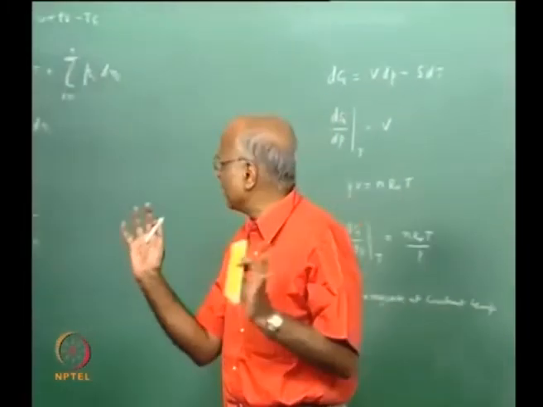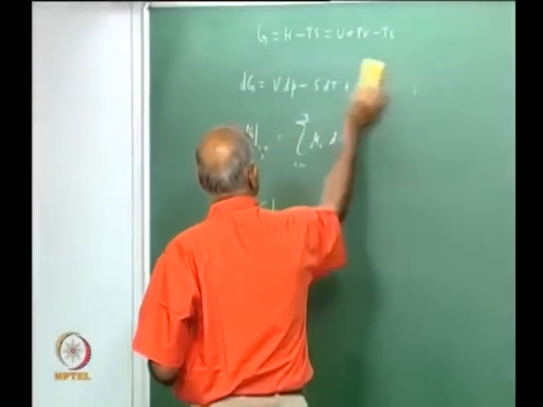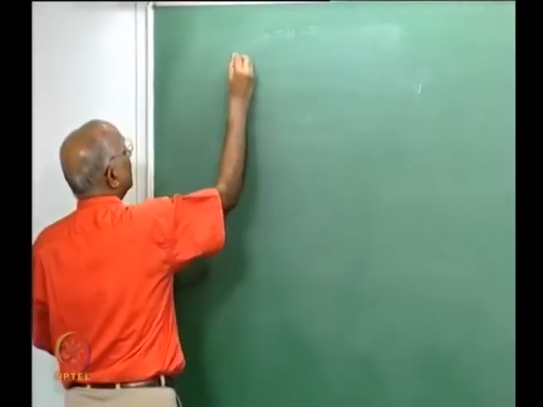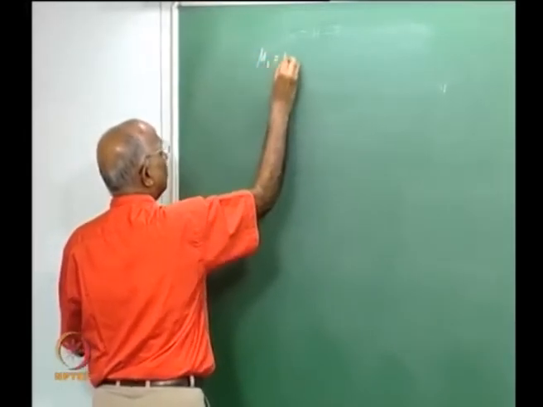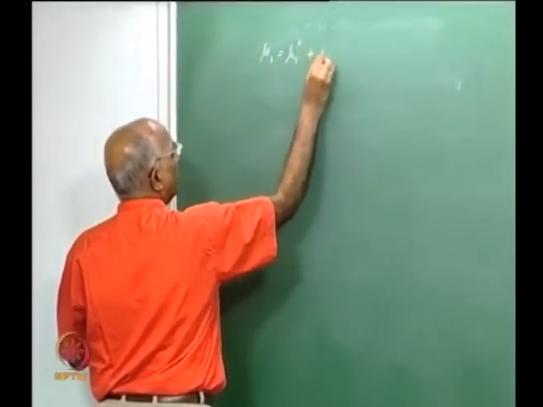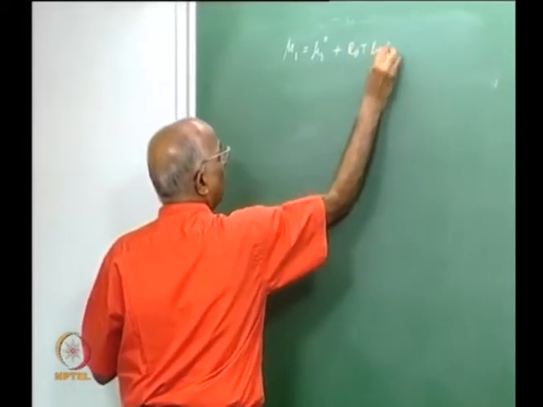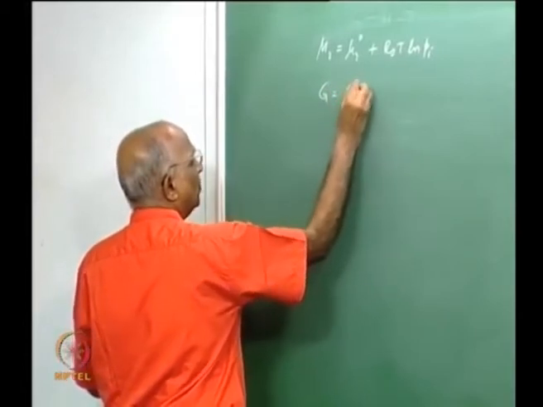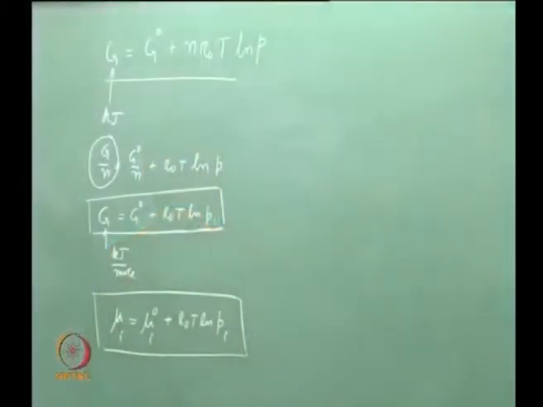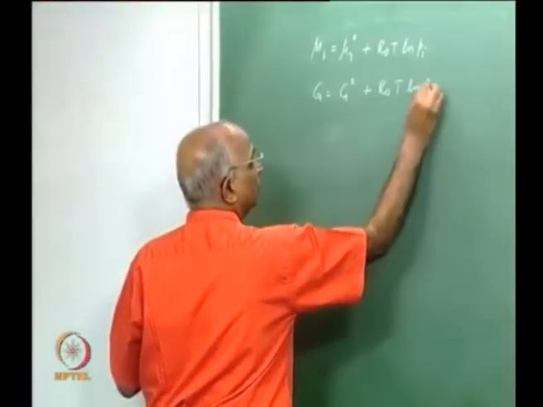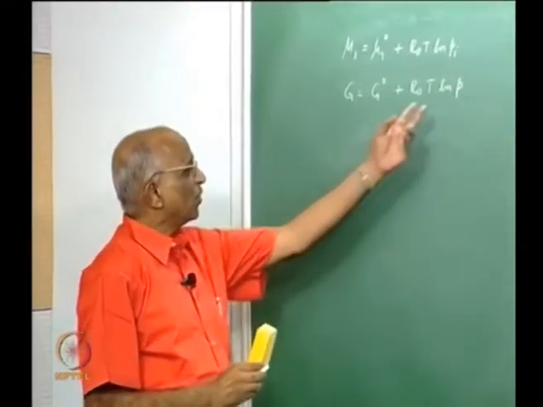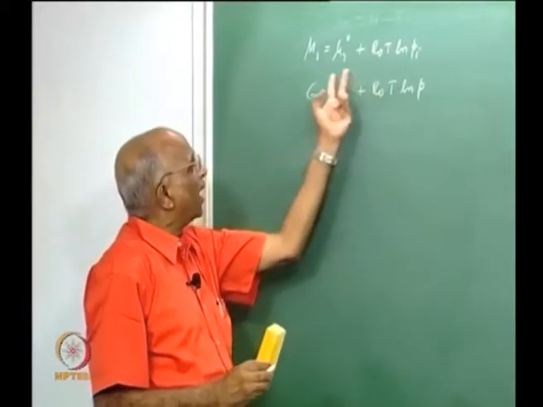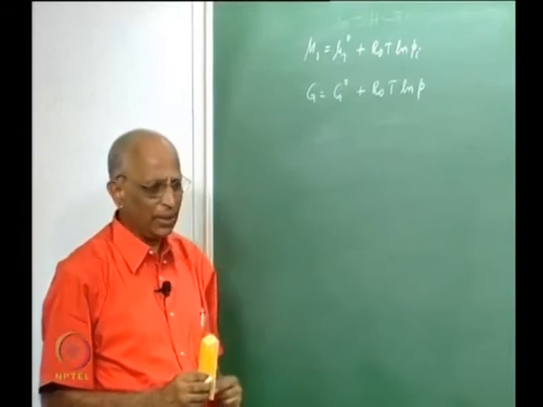Let us put down whatever we have done so far, such that we can draw on these things a little later. We have written that mu i is equal to mu i at standard plus R naught T into ln of Pi. In the same way, G is equal to G naught plus R naught T into ln P. Well, this is for a single constituent. Here I have extended to multiple constituents, and for the ith constituent I am writing it.